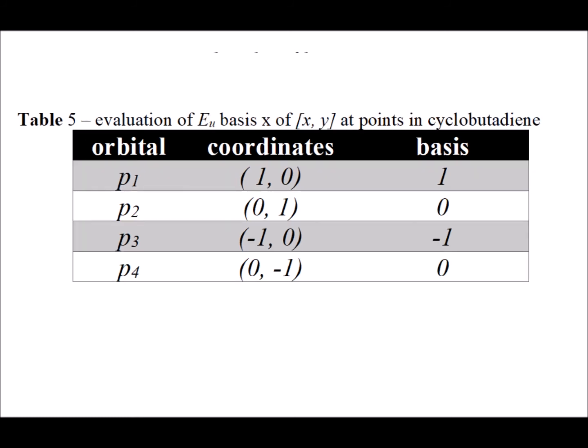Finally, we evaluate the Eu basis function. X, we can use either x or y because we have a doubly degenerate representation there. And we see that there is at least one of these that evaluates to be non-zero. Therefore, we know that the Eu doubly degenerate irreducible representation is included in delta 4. And with that, we know that we have all four of the degrees of freedom that are in that reducible representation.